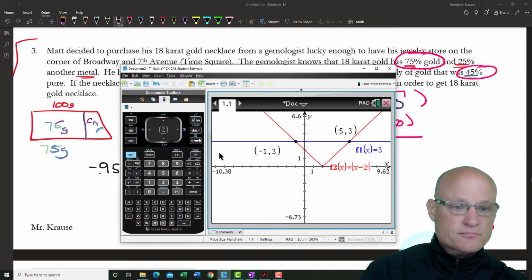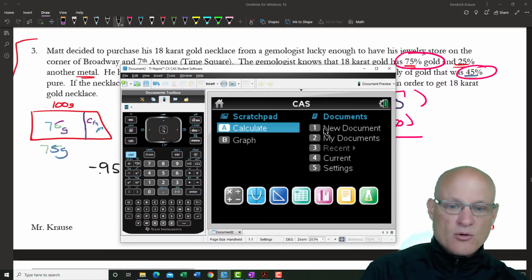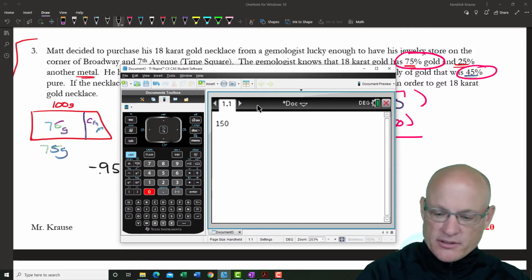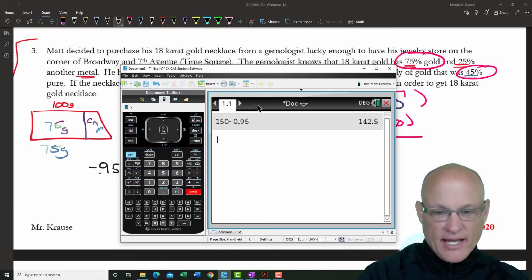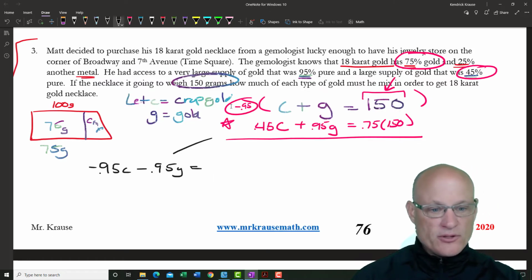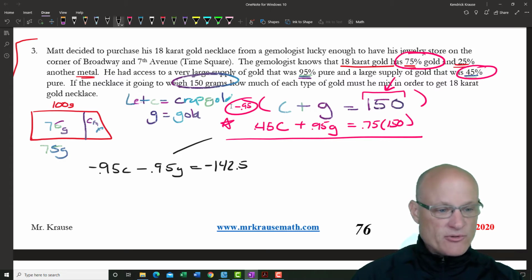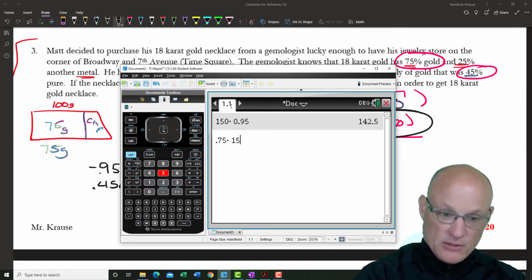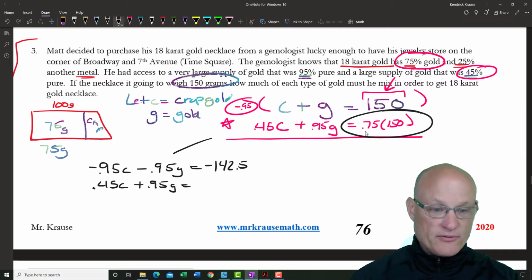150 times 0.95, it's negative 0.95, so it's negative 142.50. Now the second equation I'm just going to copy down, 0.45, boy, it would have been easier just to multiply by the 45, plus 0.95 gold equals, and I want to figure out what this is, so 0.75 times 150 is 112.50.